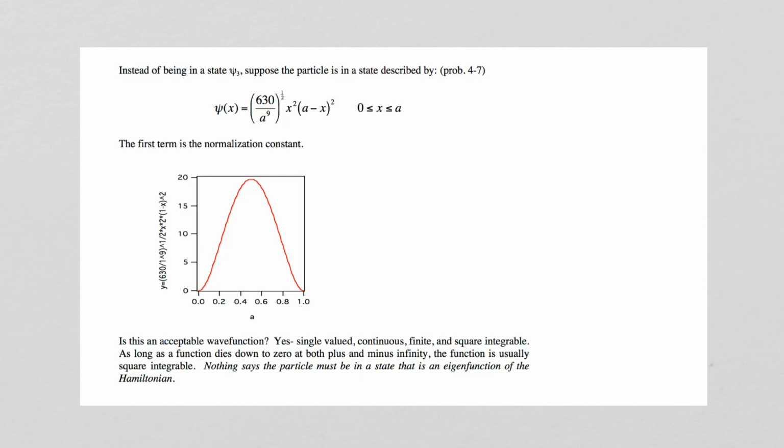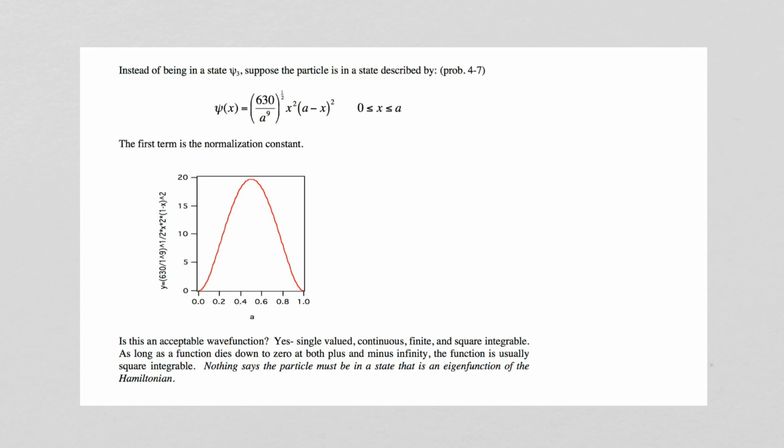Okay, so just for argument's sake, let's say that instead of being in an actual eigenstate of your system, so instead of being in state 3, our particle is in a state described by this equation here. Now, the first question to ask yourself is, is this an acceptable function? Remember, we still have to satisfy our first postulate. Is our wave function an acceptable wave function?